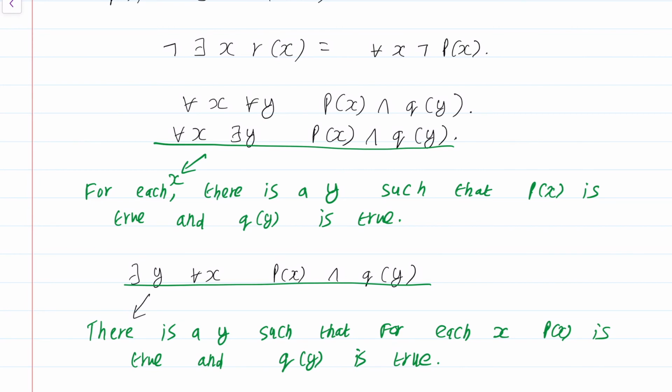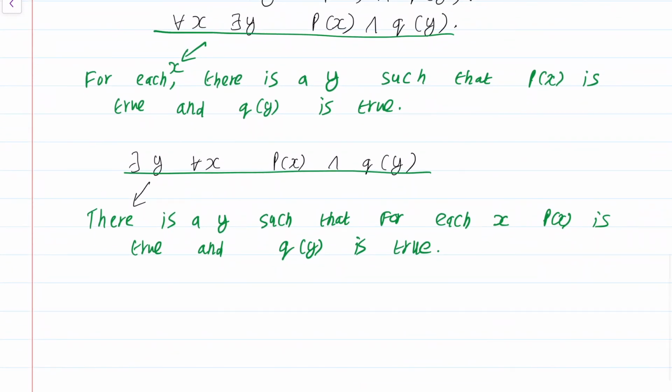What this is saying is that the choice of y is independent of the choice of x. You can find a y such that for whatever choice of x you choose, p of x is true and q of y is true. This statement is far stronger than the previous statement, where all that is required is that for any particular choice of x, you can find a y such that p of x is true and q of y is true. Consequently, when you negate such complicated statements, you have to take into account the order of the quantifiers. The order of the quantifiers is very important.